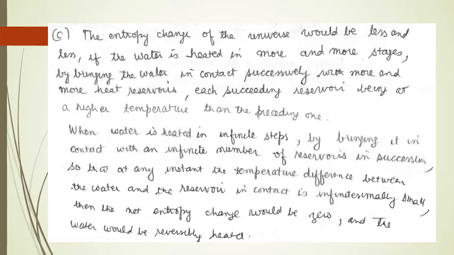So the entropy change of the universe would be less and less if water is heated in more and more stages, by bringing the water in contact successively with more and more heat reservoirs, each succeeding reservoir being at a higher temperature than the preceding one. When water is heated in infinite steps by bringing it in contact with an infinite number of reservoirs in succession, so that at any instant the temperature difference between the water and the reservoir in contact is infinitesimally small, then the net entropy change would be zero and the water would be reversibly heated.